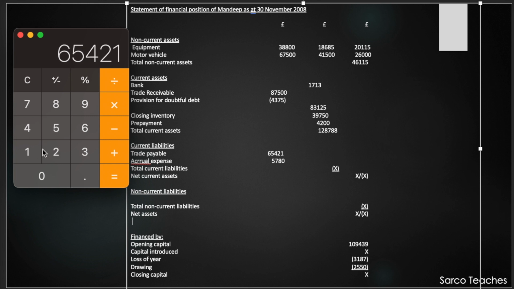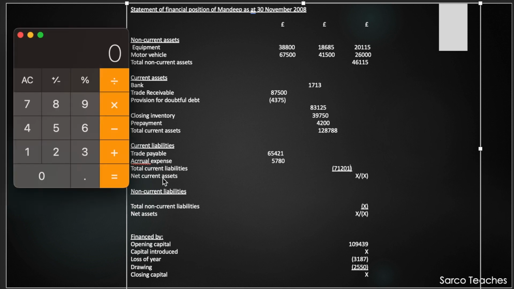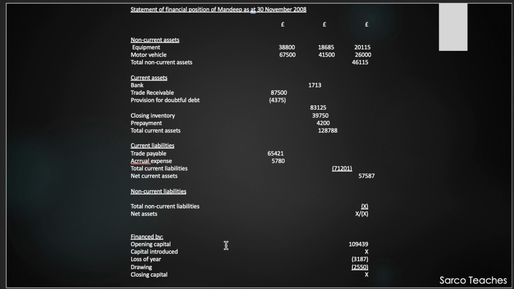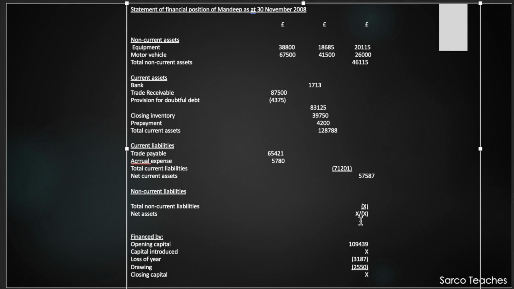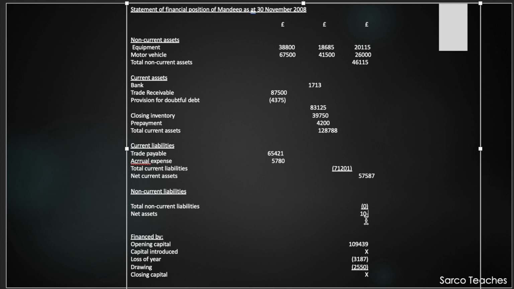Next we have current liabilities. That's trade payables plus accrual expense. Net current assets. That's total current assets minus total current liabilities. And then we do not have any non-current liabilities, so we just put a 0 in there. And then for net assets, we do total non-current assets plus total current assets minus total current liabilities.